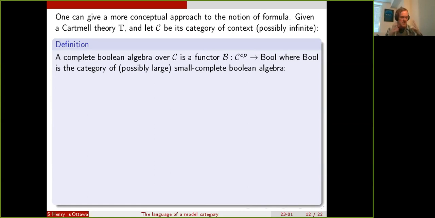So remember, I had a fixed Cartmell theory, and I had a notion of formula in context for this theory. If I call C the category of contexts, and I can use either the finitary or the infinitary version, I'm going to define the notion of complete Boolean algebra over C. It is a functor from C to Bool, the category of possibly large, small complete Boolean algebras. By small complete, I mean a Boolean algebra that has small suprema and infima.